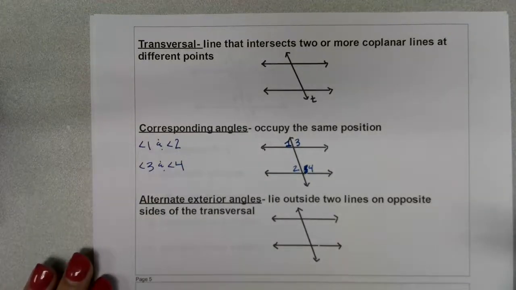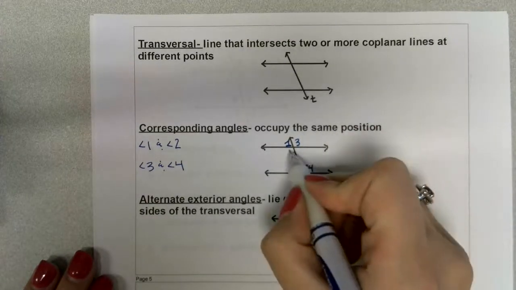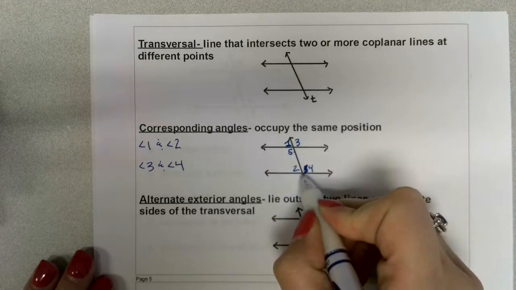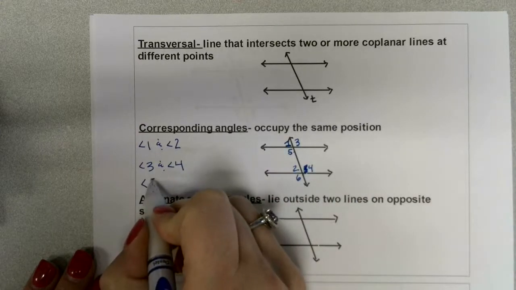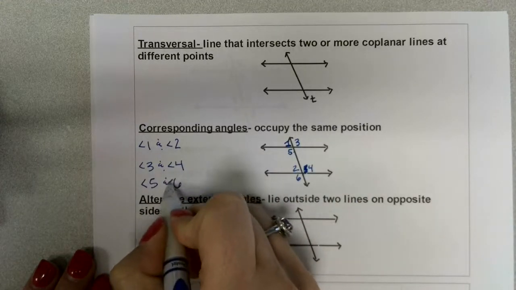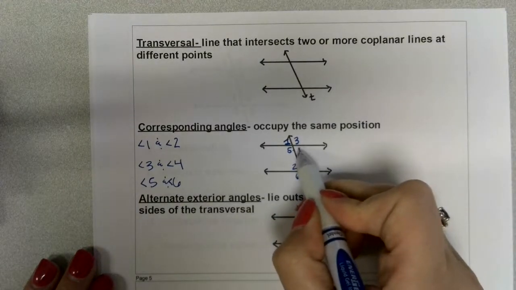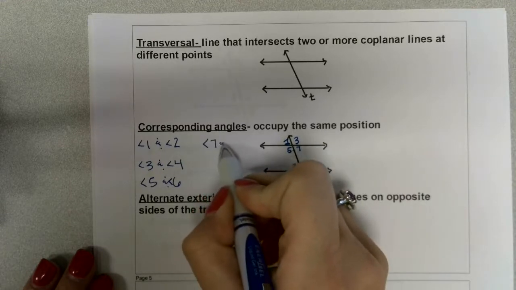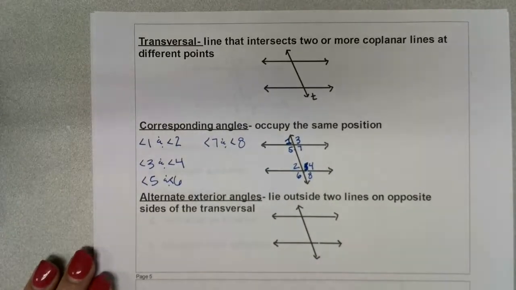Now we could do the same thing for the angles that are underneath the lines. So let's say I make this angle 5. This is below the line to the left. I come down here below the line to the left. I'll make angle 6. So angle 5 and angle 6 are corresponding. And lastly, I'll do the same thing to the right. I'll make angle 7 and angle 8. And because those occupy the same position, those are going to be considered corresponding.